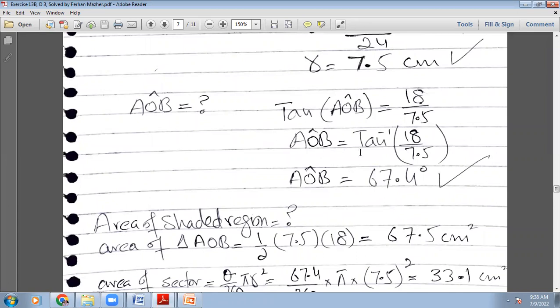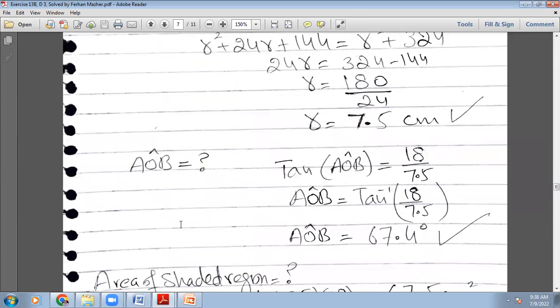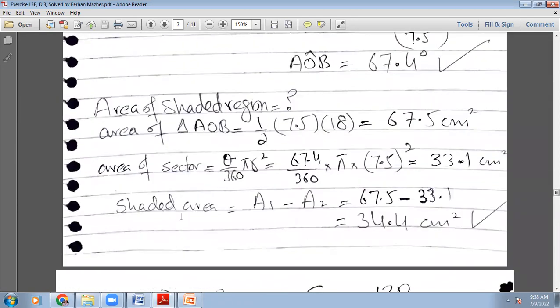So AOB will be equal to tan inverse of 18 divided by 7.5. So AOB angle will be 67.4 degrees. So I know this 67.4 degrees. Okay, now I know this angle. So find the area of this triangle. It's a right angle triangle, 1 by 2 into base into height. Find the area of this whole triangle. So it will be 1 by 2 into 7.5 into 18. That will be 67.5 centimeters square.